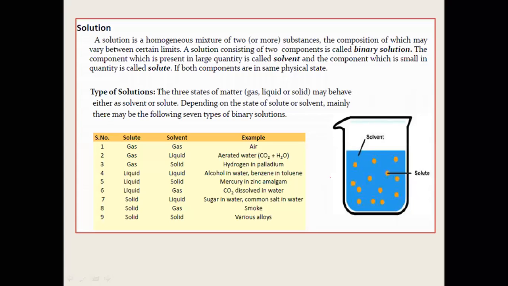How? Because if you look at alloys, what are alloys? Alloys are mixtures of two or more metals. And these alloys are homogeneous masses.